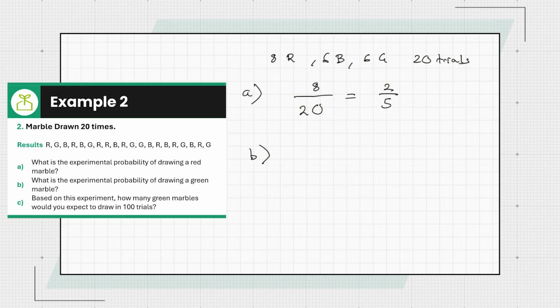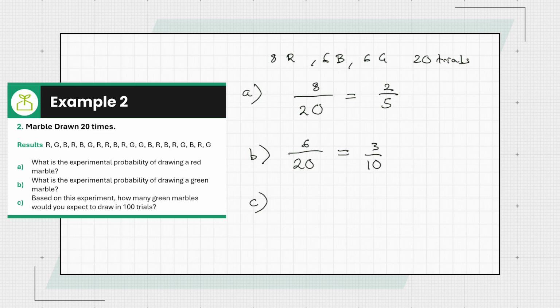What is the probability of drawing a green marble? So the experimental probability of getting a green marble is going to be the amount of times we got a green marble in our trials, which is 6, divided by our total trials, which is 20, and that simplifies down to be 3 out of 10.